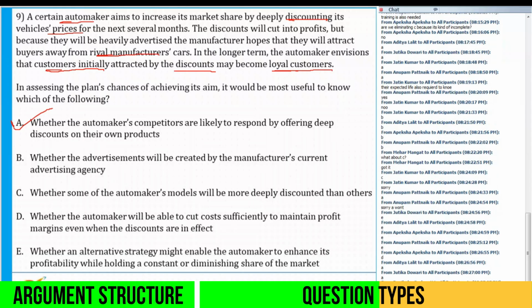their own products. If the competitors also offer discounts on their own products, then why will customers be attracted towards you? They will go to the competitors. So even if you discount it, you will not be able to make loyal customers. Perhaps some people will buy your product, but they will not become loyal because these are discounts that are available everywhere. A should be the answer. If the competitors also offer deep discounts, then this strategy is not going to work. Okay.